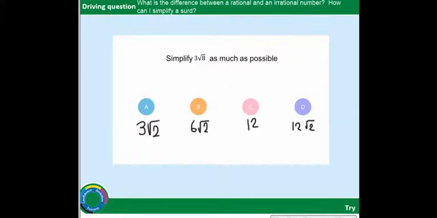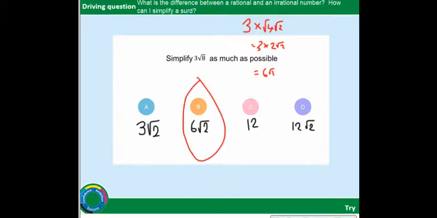3 root 8. Well, that would be 3 multiplied by root 4 root 2, which is 3 multiplied by 2 root 2, which is 6 root 2. So answer B.